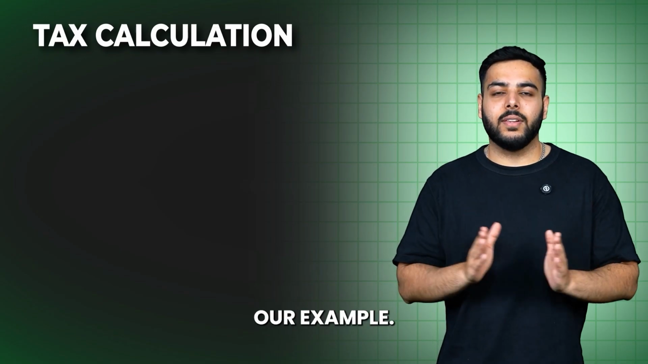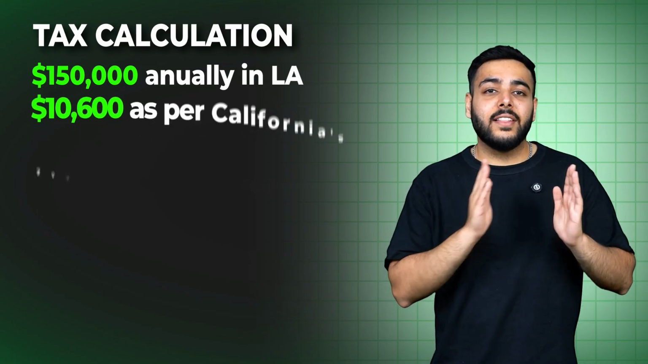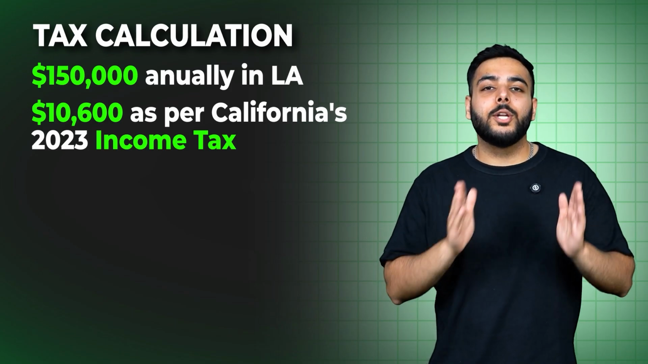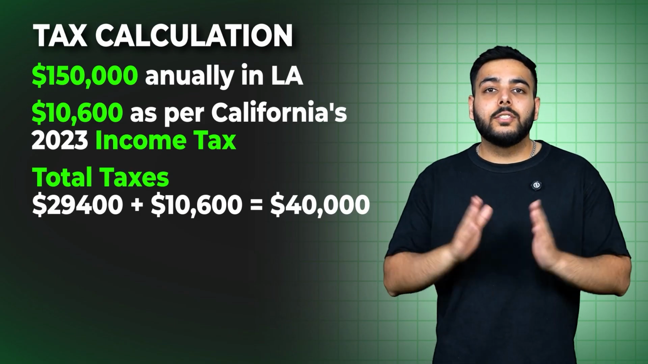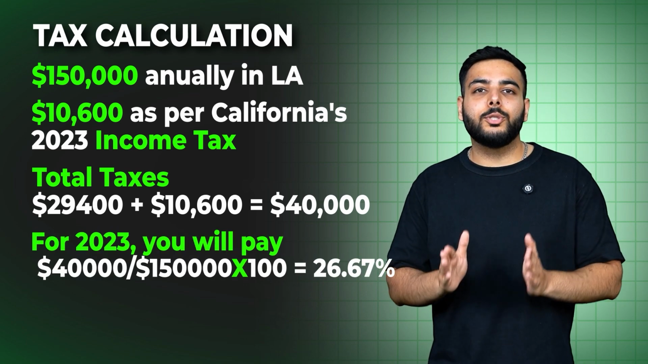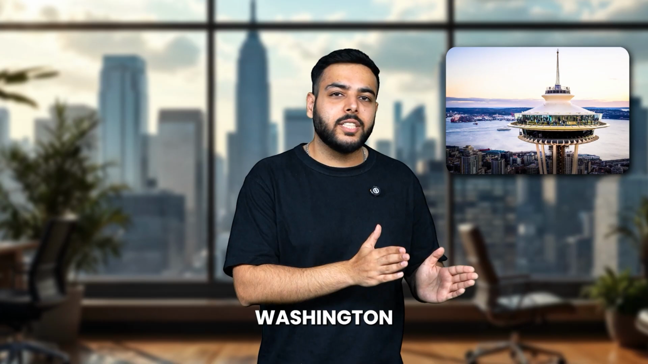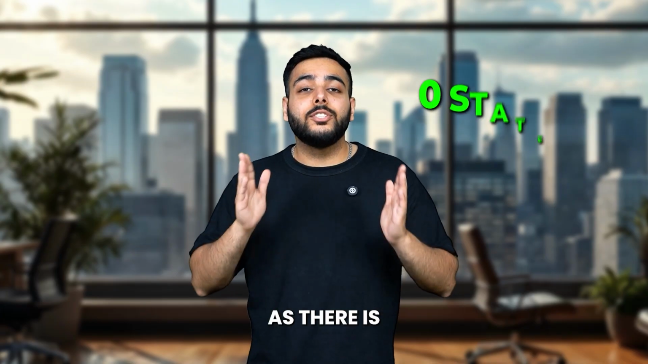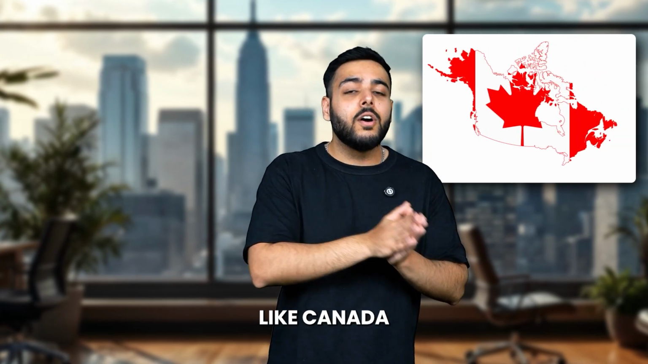Now let's get back to our example. If you earn that $150,000 annual income in LA, which is in California, you would be charged $10,600 as per California's 2023 income tax. This leads your total taxes to be $29,400 plus $10,600, which equals $40,000. So for 2023, you will pay $40,000 over $150,000 times 100, which gives us 26.67% of your income for taxes. But if you earn this, let's say in Seattle, Washington, or Austin, Texas, you would only be paying 19.6% of your income for taxes, as there is no state tax. These income taxes are far, far fewer than what you have to pay in countries like Canada or India.